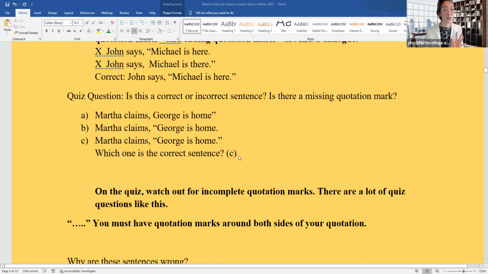So here is a typical quiz question. Is this a correct or incorrect sentence? Is there a missing quotation mark? Which one is the correct sentence? Is it A, B, or C? Of course, I already gave you the answer, C. Why is C the correct answer? And why are A and B wrong? Mavel, why is C the correct answer? And why are A and B the incorrect answers?